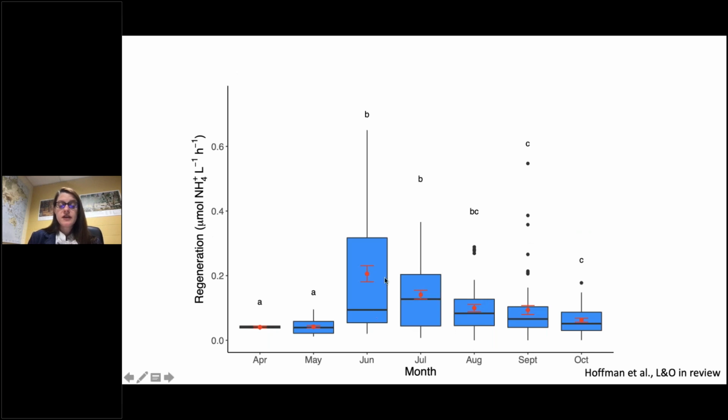Regeneration, on the other hand, really peaks in June and July and then goes down after that. June, July, and August are significantly higher than September or October. But again, the range here is pretty high, and you can have a relatively fast resupply rate here.